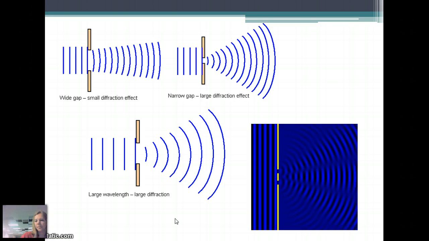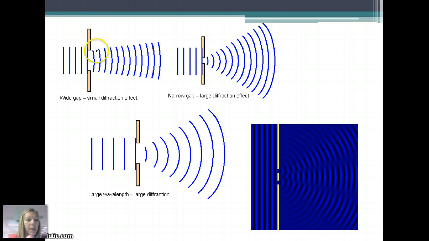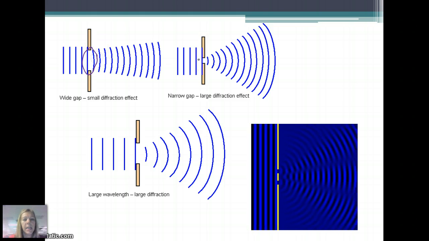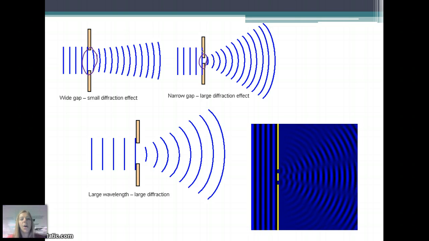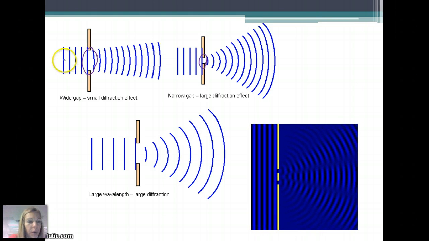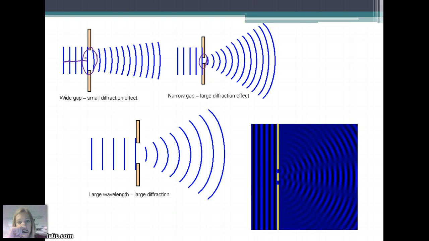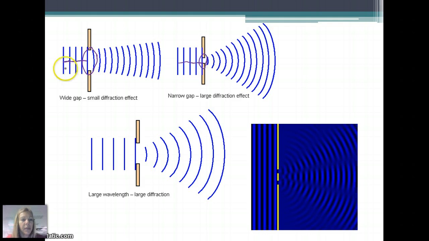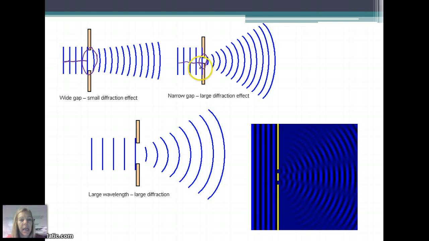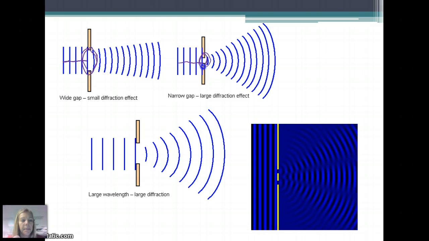A couple things that you need to know about diffraction is that the gap in between the barrier medium that the sound waves are able to move through will affect the amount of bending and spreading out of the wave. Here we have the same wavelength. You can see that the distance between the particles is even, so we have an equal wavelength in both of these diagrams. However, the difference is the opening size in the medium.